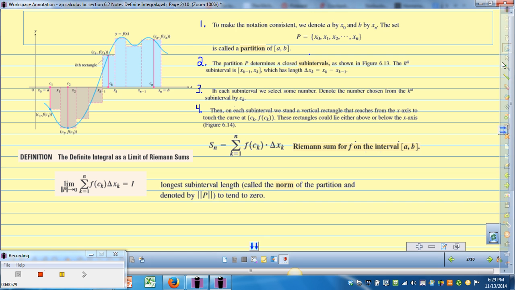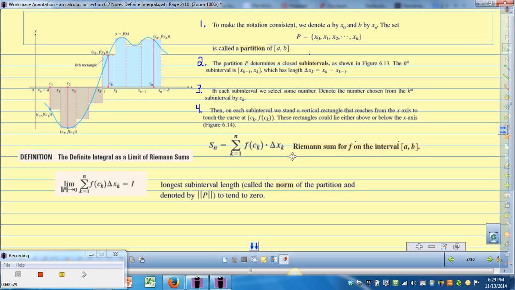So we talked about in class doing a left rectangle approximation method, a right rectangle approximation method, and a midpoint rectangle approximation method. Well, we could choose anywhere we want for this c value. It could be the left point of the interval, it could be the right point of the subinterval, it could be the middle, it could be anywhere in there, and then we plug that x value into our function to get the height of our rectangle. And that's what number 4 is telling us. That on each subinterval we stand a vertical rectangle that reaches from the x-axis to the top of the curve, to touch the curve. The rectangles could lie either above or below the x-axis.